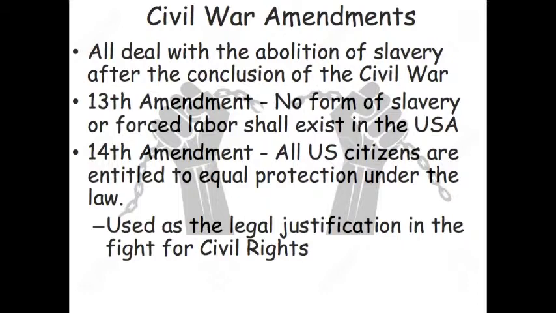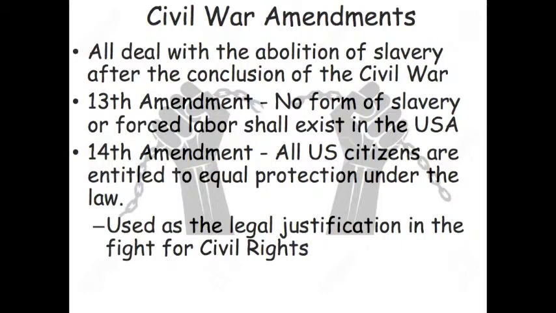The 13th Amendment is one that officially abolished slavery and forced labor. Even if you are in jail, you have to be compensated for your work. You cannot be forced to work to any extent legally within the United States. The 14th Amendment states that all citizens are entitled to equal protection under the law.